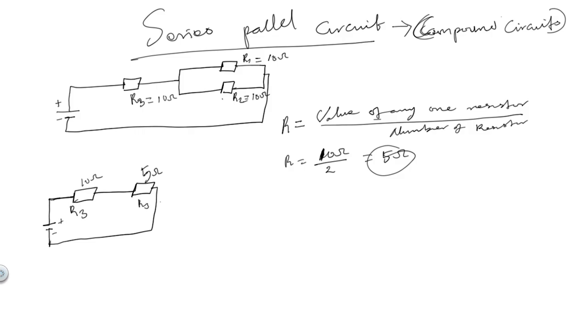So what do we do next? These resistors are now in series. So R total now would be R3 plus R3, which is equal to 15 ohms. That is that for today. Or we can say that is that for that particular circuit, if you can understand it.